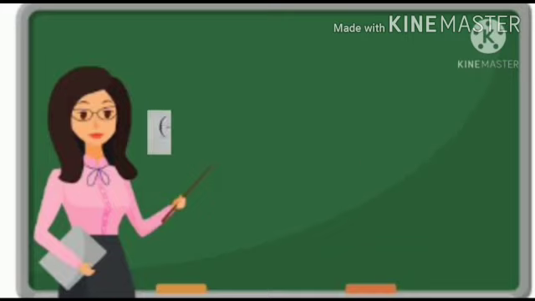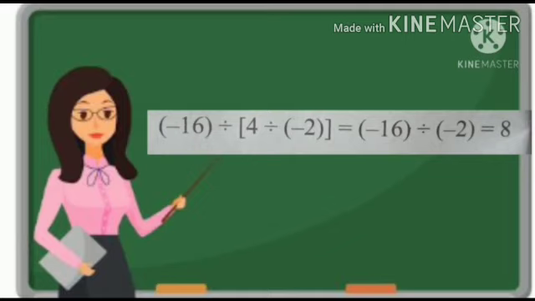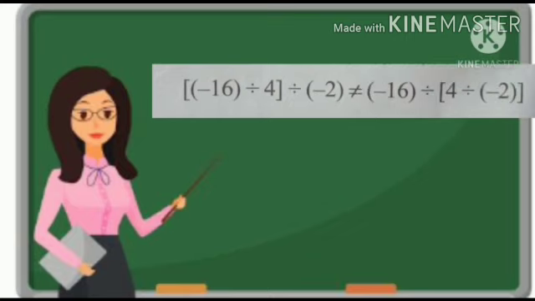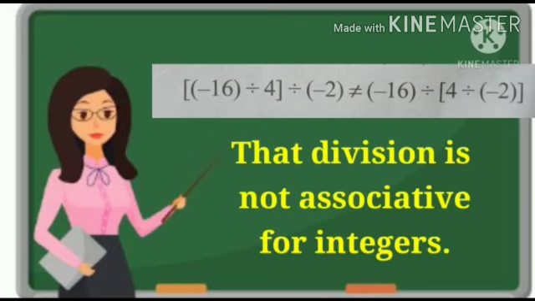Let us see the second operation. Minus 16 divided by (4 divided by minus 2) gives us minus 16 divided by minus 2, which is equal to 8. Therefore, (minus 16 divided by 4) divided by minus 2 is not equal to minus 16 divided by (4 divided by minus 2). This shows that division is not associative for integers.